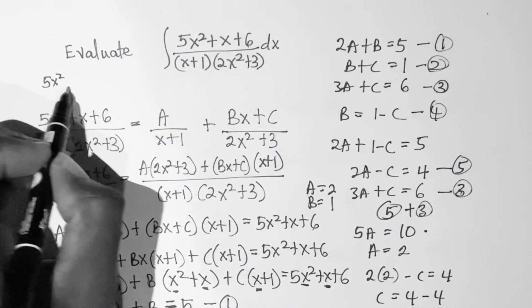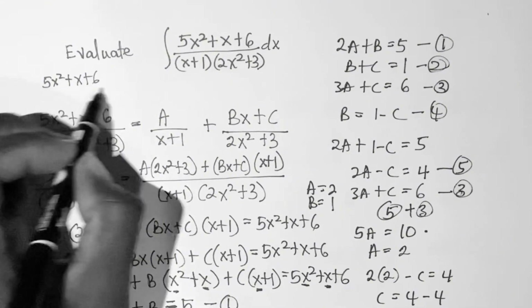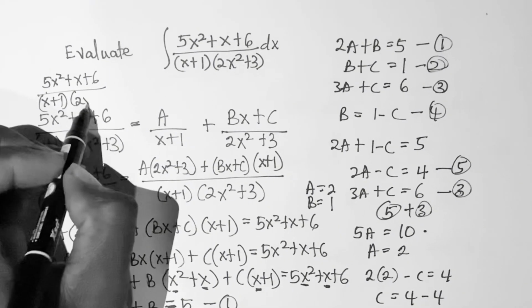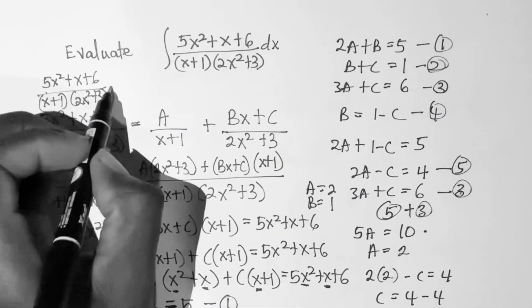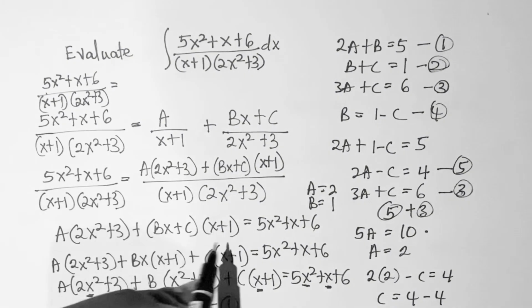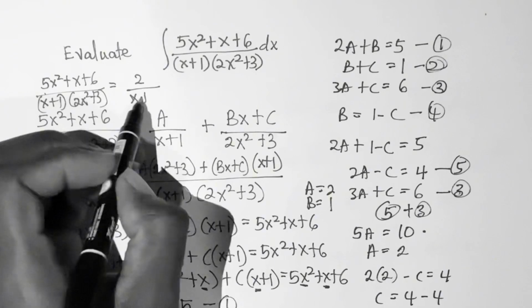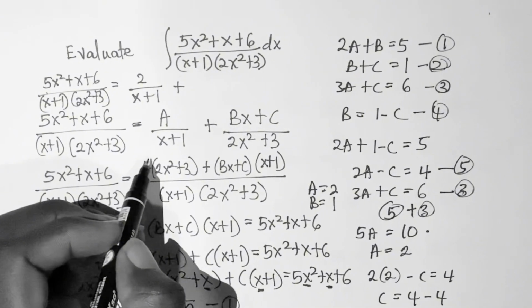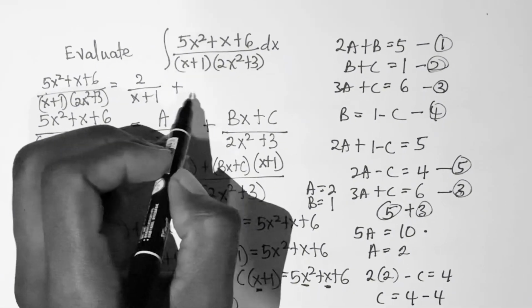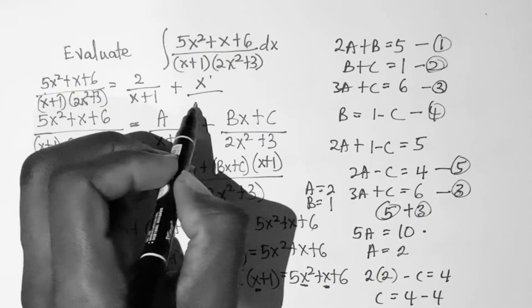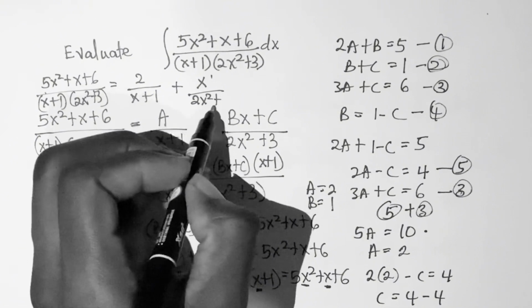so let me write it here, which is 5x squared plus x plus 6 divided by bracket x plus 1 times another bracket 2x squared plus 3. This is equal to a is 2, so 2 divided by x plus 1, and plus b is 1 times x is x, plus c, but c is 0, so x divided by 2x squared plus 3.